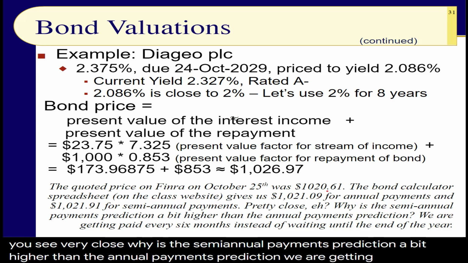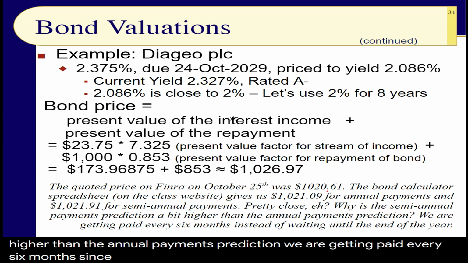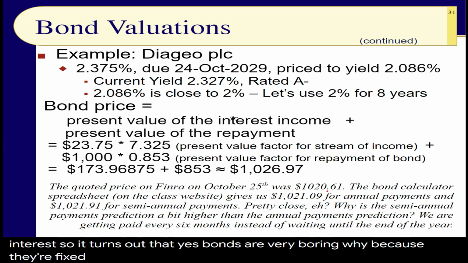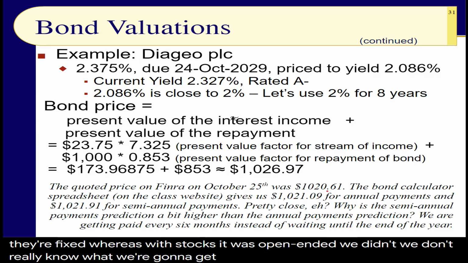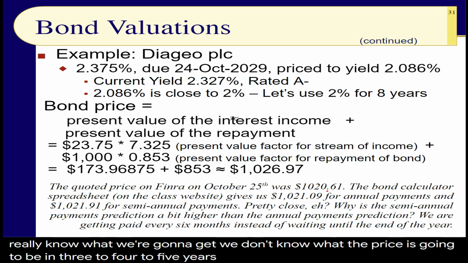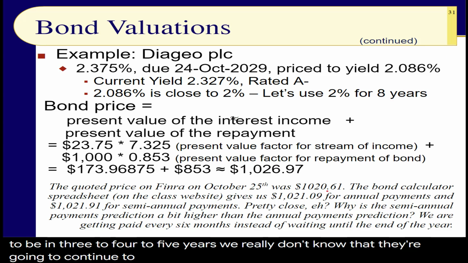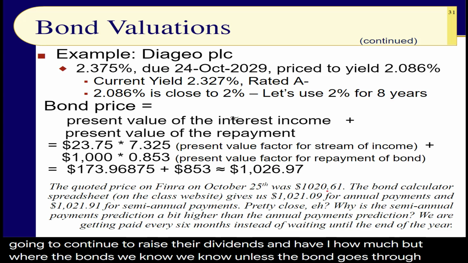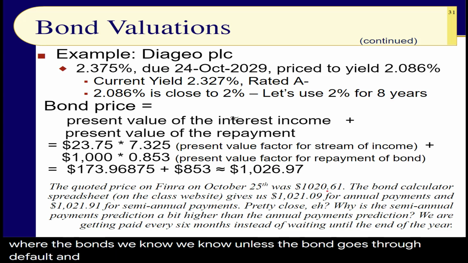We are getting paid every 6 months instead of having to wait until the end of the year to get our interest. So it turns out that, yes, bonds are very boring. Why? Because they're fixed. Whereas with stocks, it was open-ended. We don't really know what we're going to get. We don't know what the price is going to be in 3 to 4 to 5 years. We really don't know that they're going to continue to raise their dividends and by how much. But with bonds, we know, unless the bond goes through default, in which case, all bets are off.